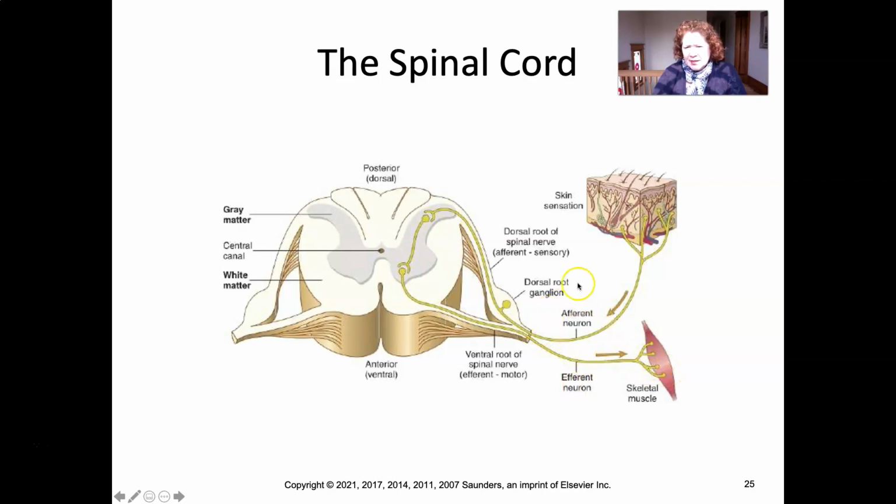So make sure you at least are very familiar with this piece. And again, afferent is another word for sensory, and we talked a little bit about sensory. It's taking those messages to the brain or spinal cord. And efferent is the same as motor, and motor is bringing that message away from the brain or the spinal cord to somewhere so it can do something.